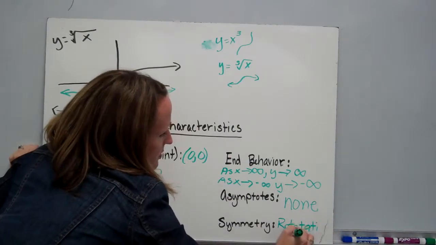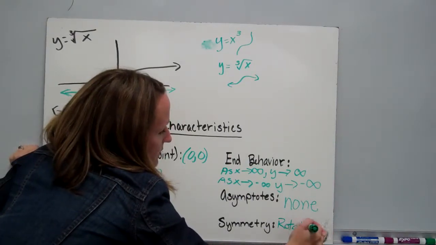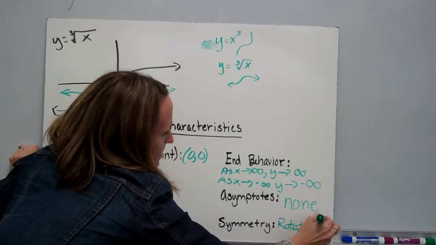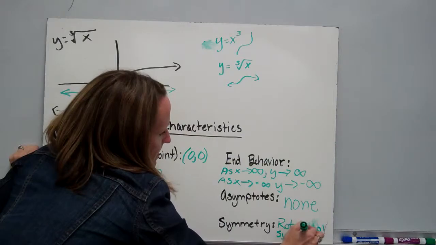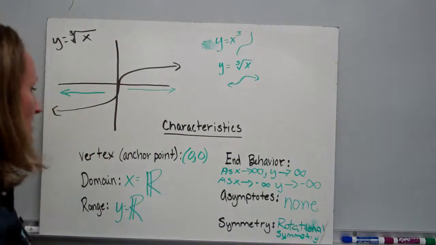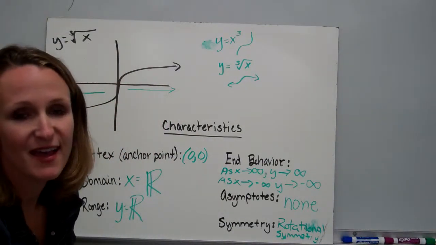So we're going to say rotational symmetry. And those are your 6 characteristics of your cube root graph.